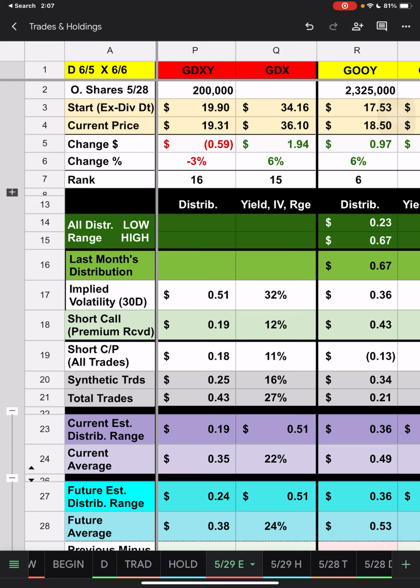So you can see the implied volatility on this is 32%, which just shows an estimate, possible for next month, just based on that alone, 51 cents. So just to give you an idea of what this could pay, based on that 32% IV, 51 cents. So far, though, the short call premium we received is 19 cents there.